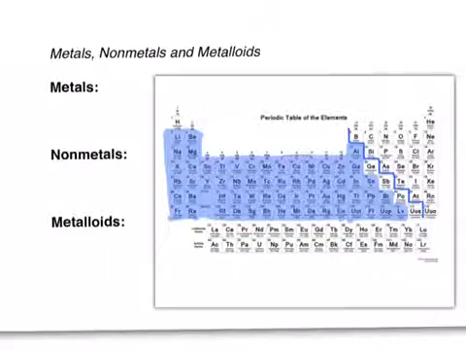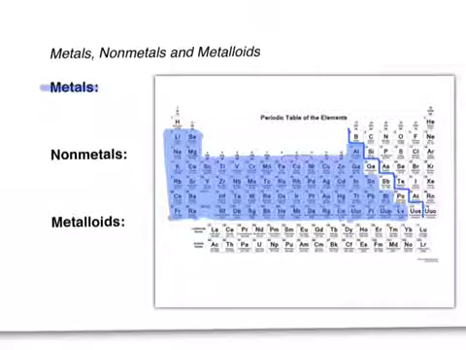They tend to be shiny. They are good conductors of heat or electricity, and you can make them into wires. They're ductile, that's their ability to be made into wires, and they are malleable, which is their ability to be made into sheets. Those are the metals.